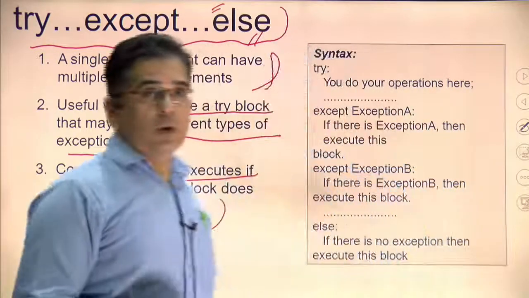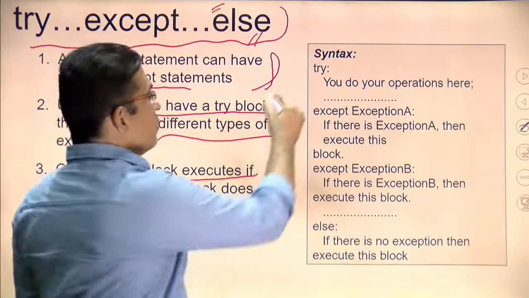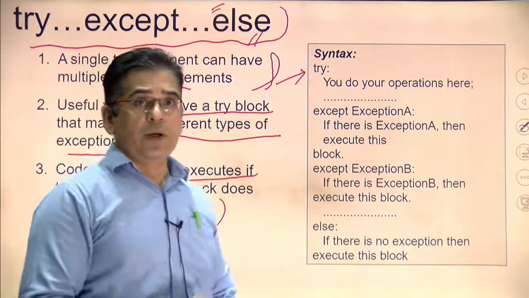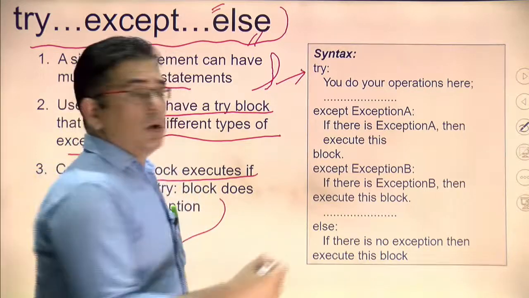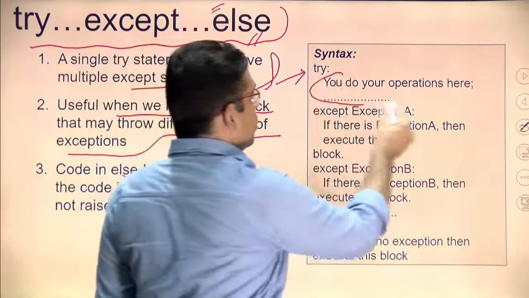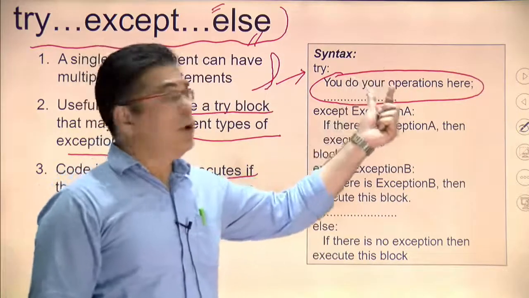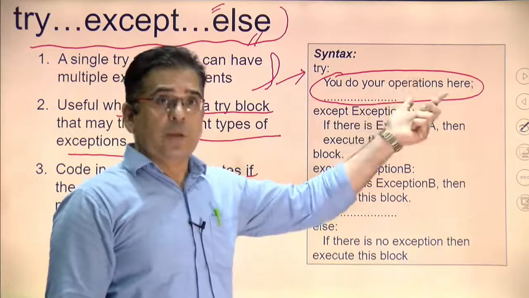Now let's have a look at the syntax of it. First of all, the try keyword, or reserved word, is written here. You have to perform your own operations here, like the example I gave of a divide by zero error, or you are inputting or outputting some file here.